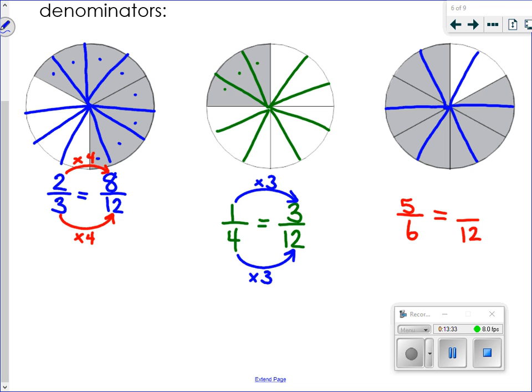Okay, how many of those 12 equal sections are shaded? 1, 2, 3, 4, 5, 6, 7, 8, 9, 10. 10 of those 12 equal sections are shaded. Let's see if 5/6 is, in fact, equivalent to 10/12. What have I multiplied my numerator by to get from 5 to 10? 5 times 2, so on the bottom, did I do the same? 6 times 2 is 12. Yes, I did. So 10/12 is equivalent to 5/6.